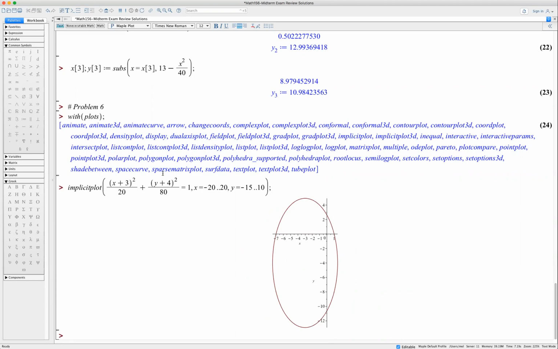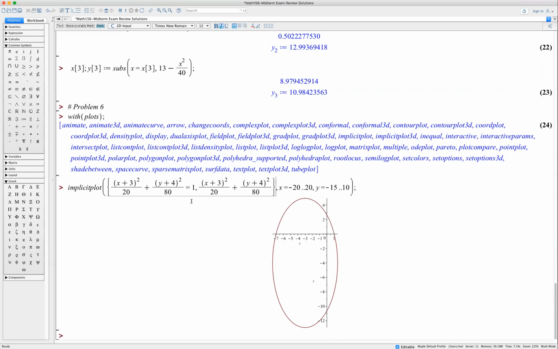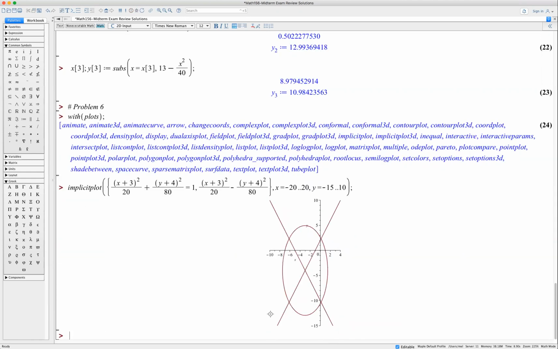But I don't want to do just the ellipse. I want to plot the hyperbola on the same graph. So we're really plotting these two. So I put them in curly brackets. That's one equation. And that's the other with a minus sign there. Oops, I forgot equals 1. There we are.